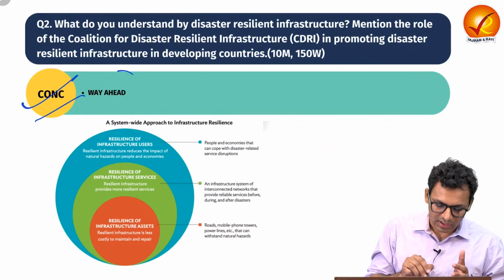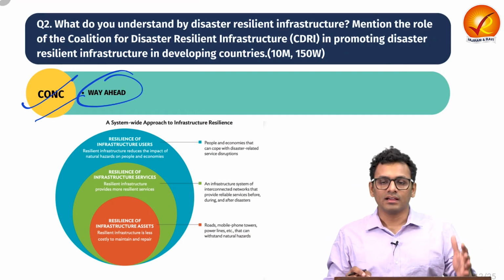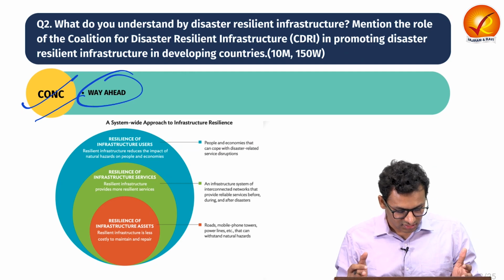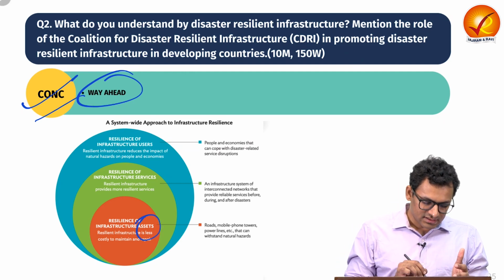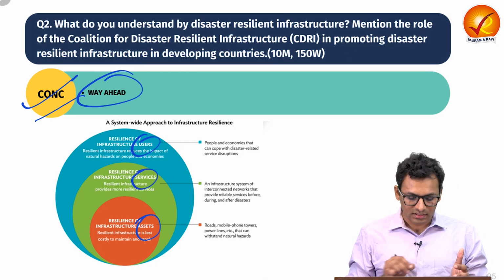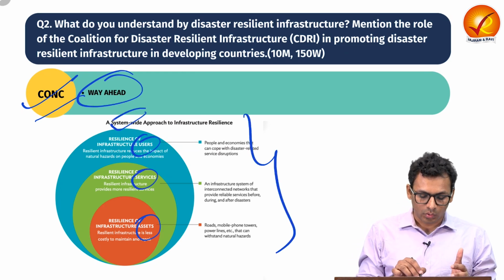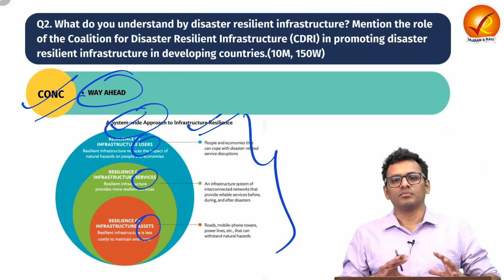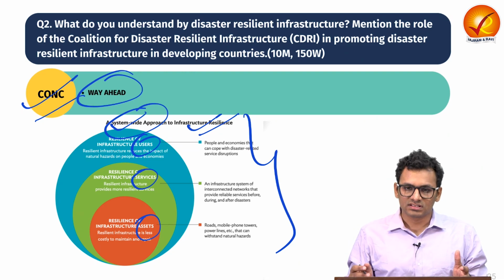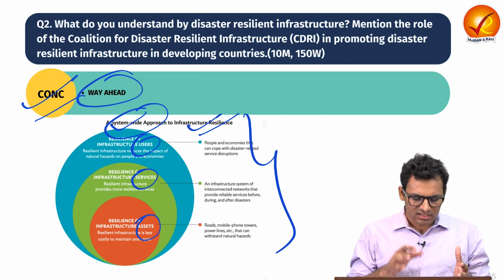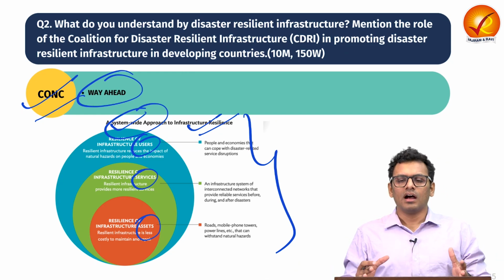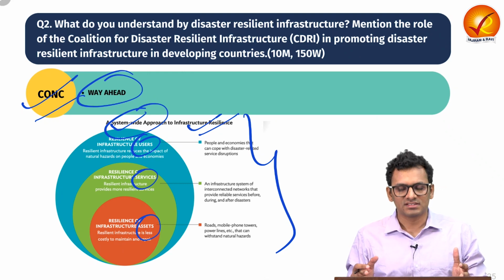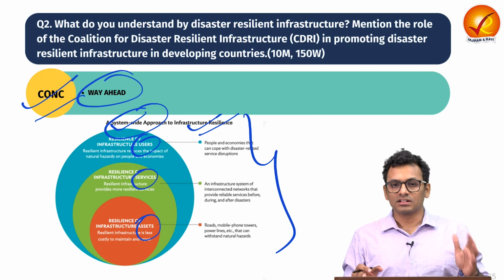In the conclusion, you have the option to write about the way ahead, where you have to give a bigger picture of how disaster resilient infrastructure has to be at multiple levels like asset level, service level, and user level, and all this is a system-wide approach to infrastructure resilience. Now these are the kind of data points that you get from the reports of the United Nations Office for Disaster Risk Reduction, where we talked about the principle. Similarly, we understand how going ahead our idea for resilient infrastructure should encompass multiple layers and different stakeholders. So that is something you can write in the conclusion of the second answer.